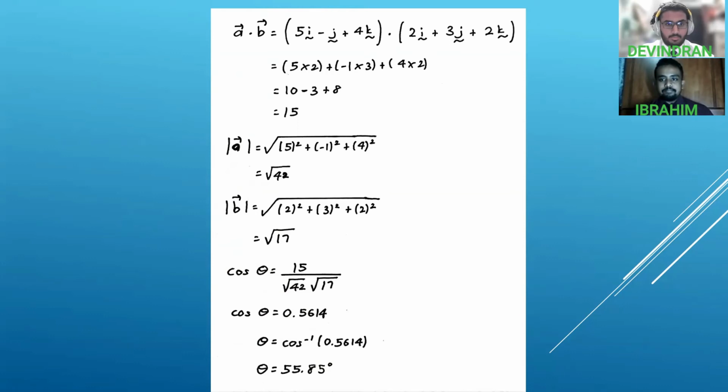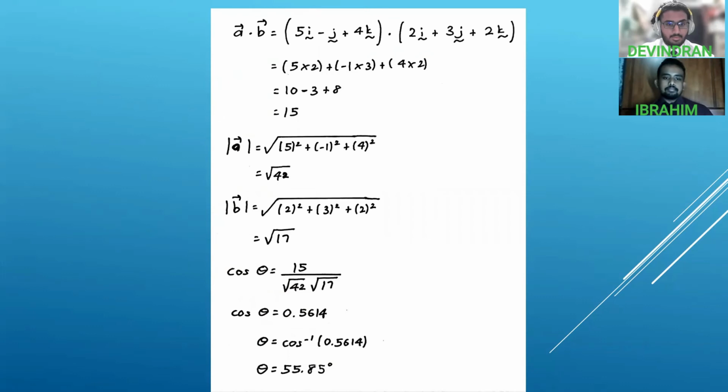Next, we have to find the modulus of A and B. To find the modulus of A and B, we have to square root the sum of the squares of the components. That is 5 squared plus negative 1 squared plus 4 squared. We get square root 42. And as for B, it's 2 squared plus 3 squared plus 2 squared again. Therefore, we get square root 17.